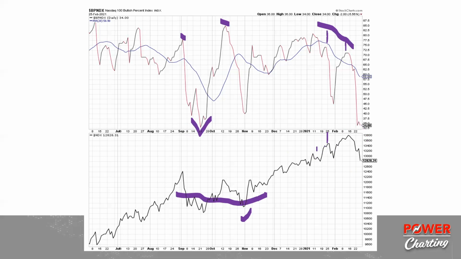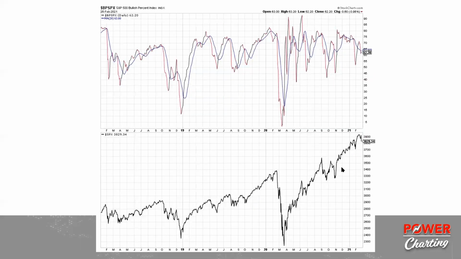We have preliminary supply, we have some kind of a climactic surge, divergent characteristics, and now we have weakness, and the weakness is a sign of weakness in this indicator. This is the bullish percent on the S&P 500. We looked at this last week, as I recall. You can see here similar characteristics.